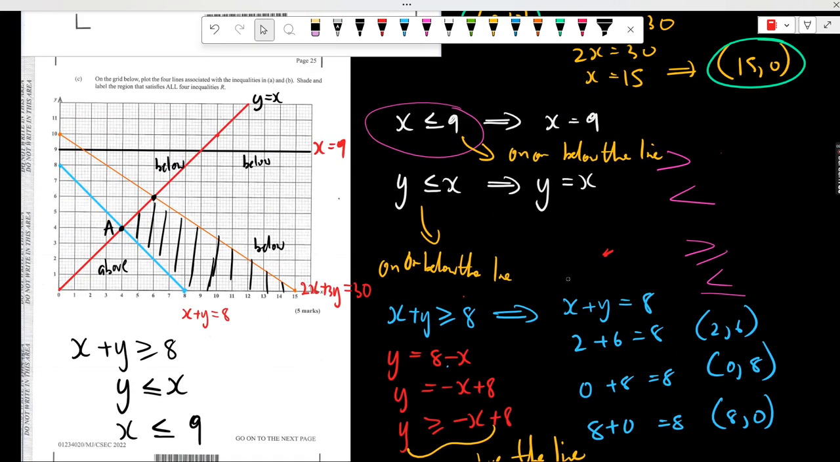So let's read off the coordinates. This point right here, let's call it B. This one, of course, is 6, 6. We already identified this one as 4, 4. Obviously, this one is 8, 0. And this one is 15, 0.